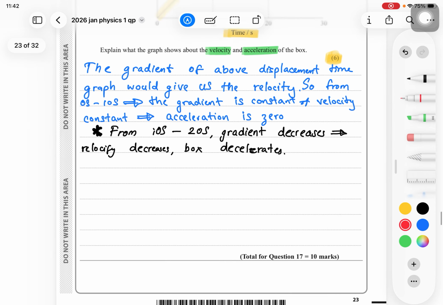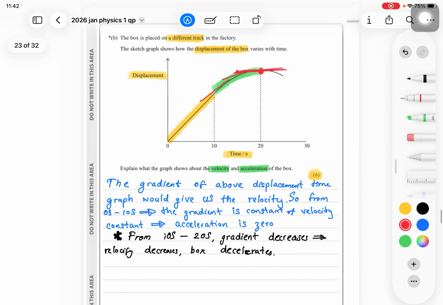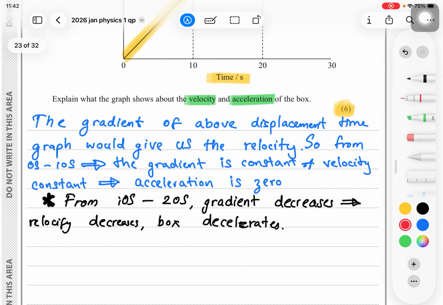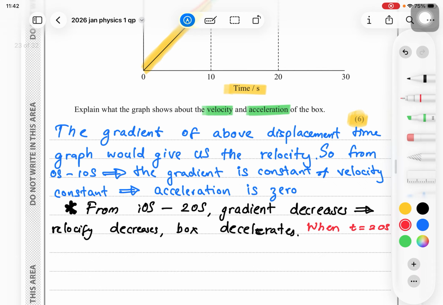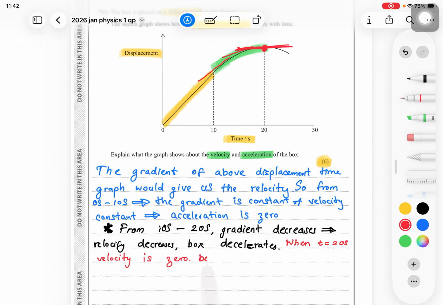And one more point: when t equals 20 seconds, the velocity is 0, because the gradient is 0. We have the reason too. Now, is that the end?